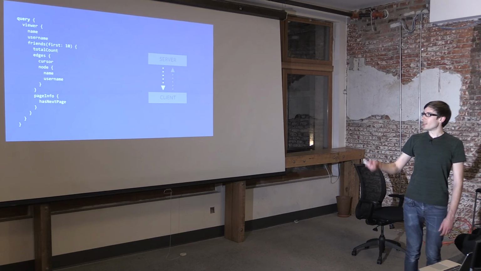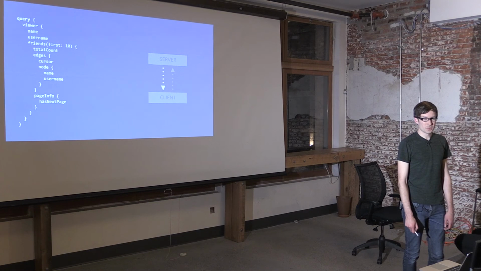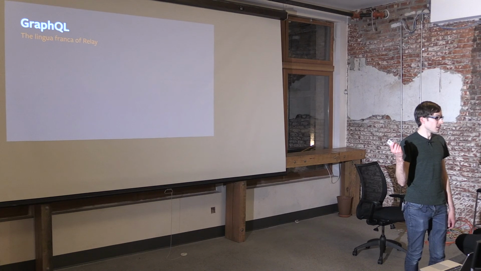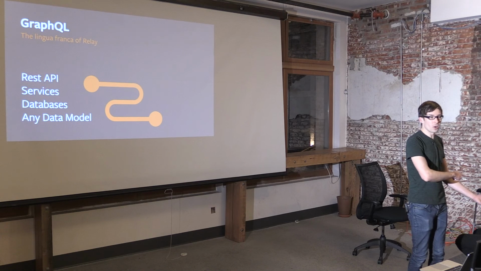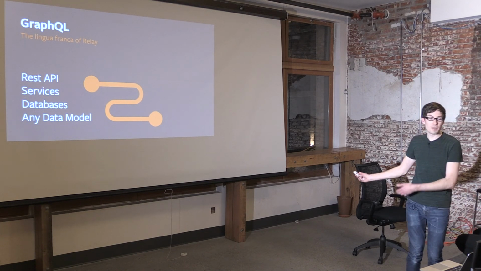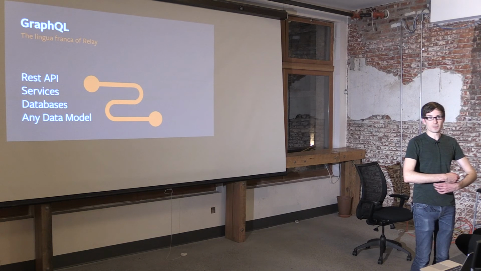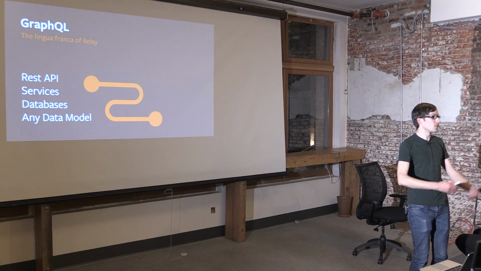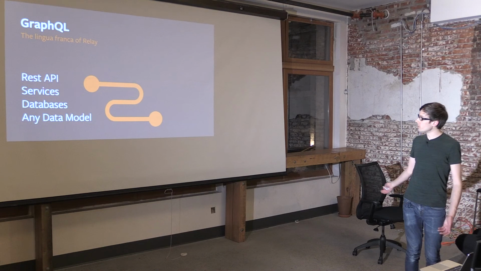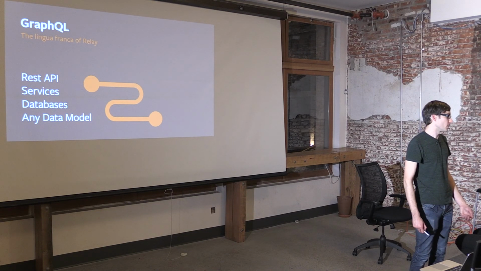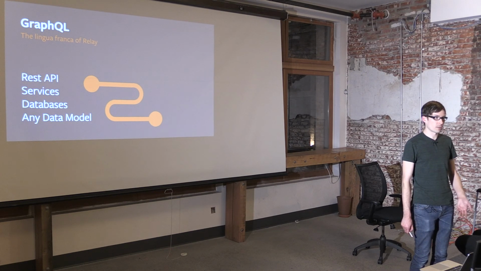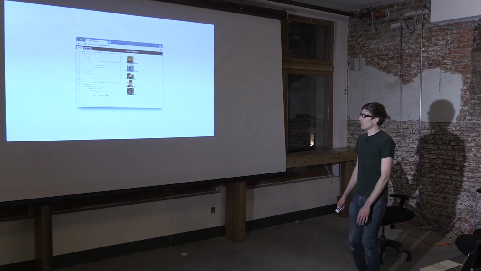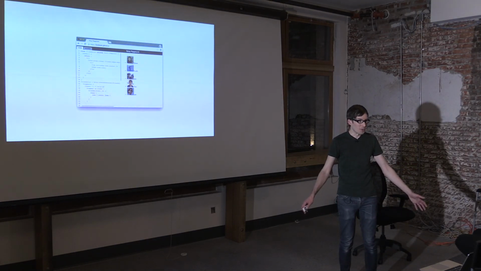This is GraphQL, a declarative data querying and manipulation language. It's the lingua franca of Relay, as it so happens. And you can use GraphQL to pave over a whole bunch of different data subsystems. You can pave over a REST API or a bunch of disparate services in service-oriented architecture. Any possible database, any data model that you can back with arbitrary code, you can pave over with GraphQL and query using these kinds of GraphQL queries. So let's do a little demo.